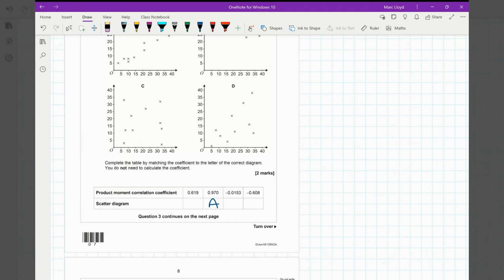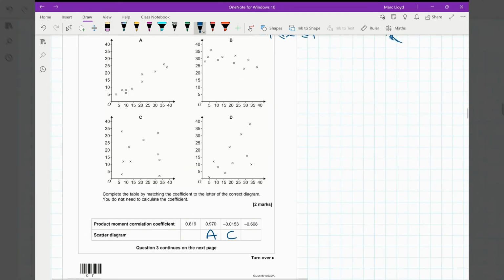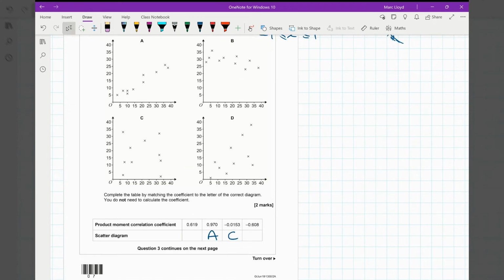Okay, I then said about C having no correlation. Of the 3 values left, this one here, -0.0153, is closest to 0, 0 meaning no correlation, so I'm happy to put the answer into there. Right, now I'm left with 2. B and D, we've got a negative and a positive correlation. If I was to look here on D, I'd say we've got quite a positive correlation, so I'm quite happy with that being 0.619. And then for the last one, that will be B, and we can see that does have a negative correlation, and those points are quite close together.